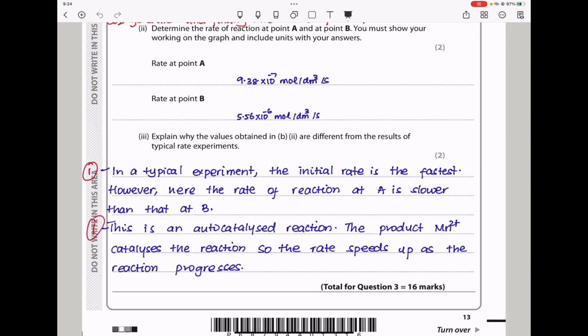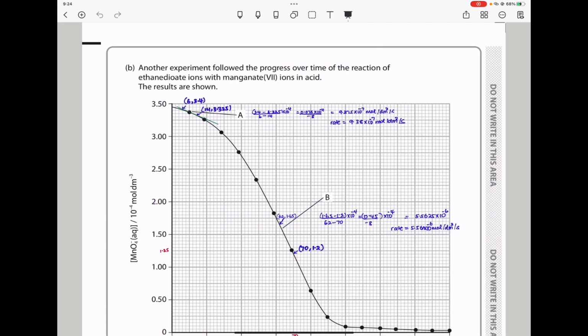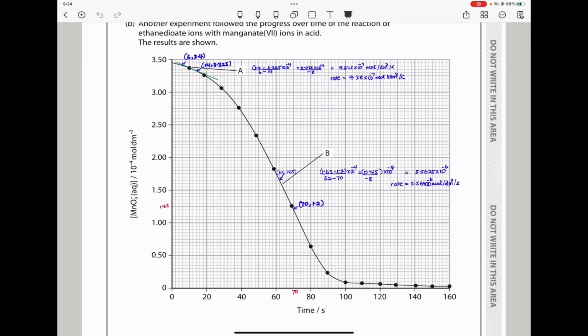And then here they say, explain why the values obtained in B2 are different from the results of the typical rate experiment. In a typical rate experiment, of course, the initial rate is the fastest. However, here, the rate of reaction at point A is slower than at point B. And again, if you remember, this is an autocatalyzed reaction.